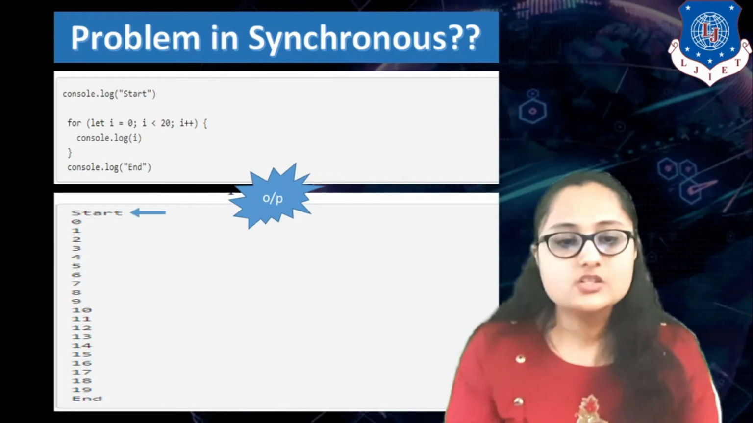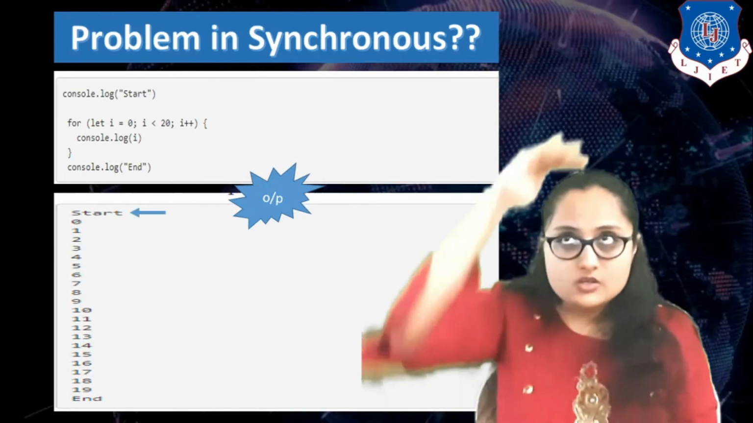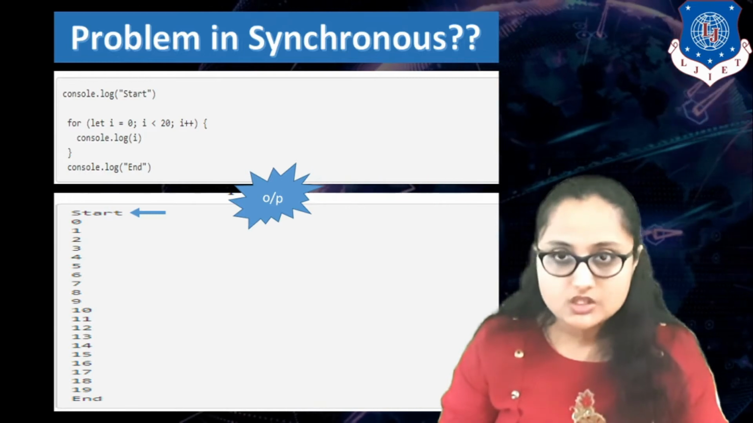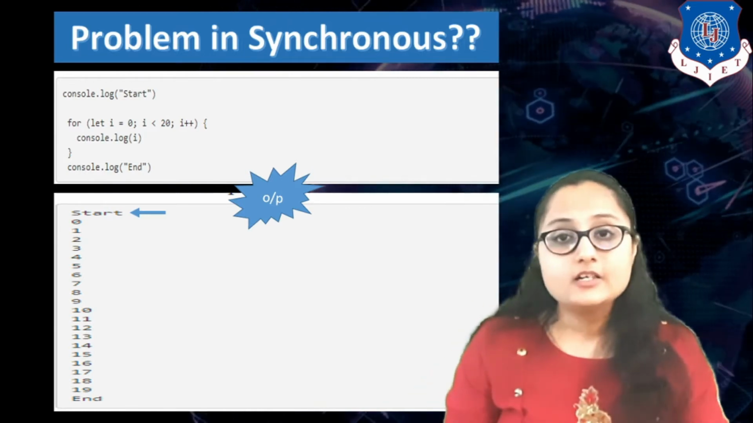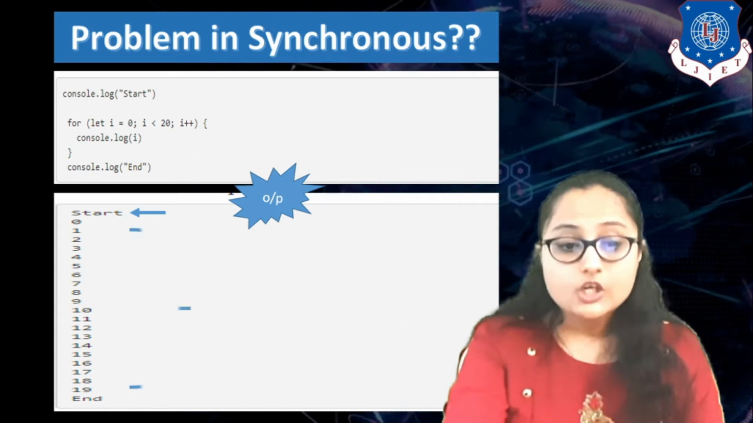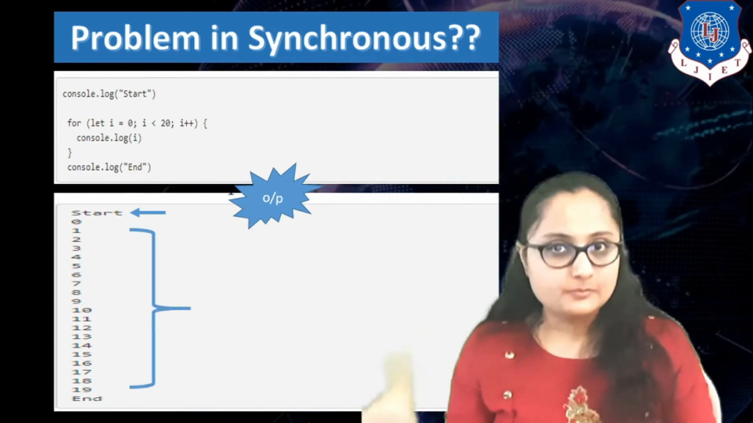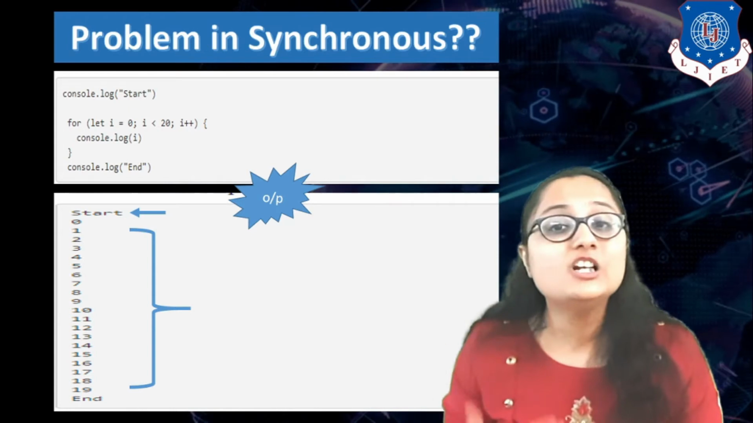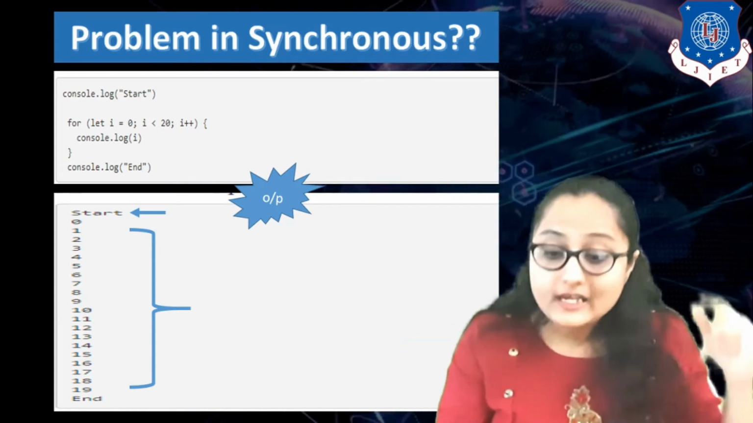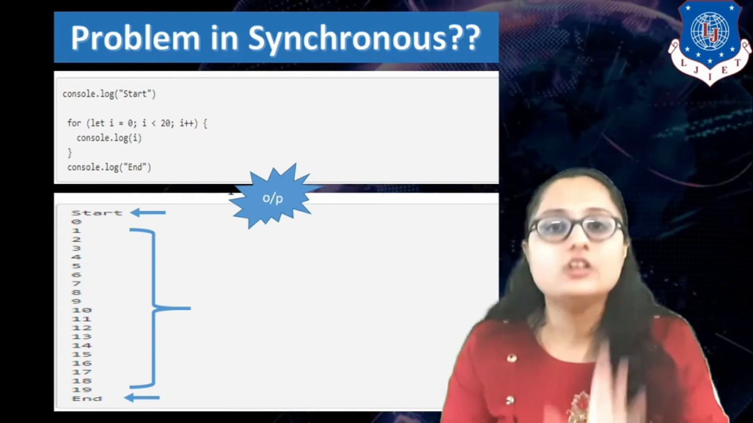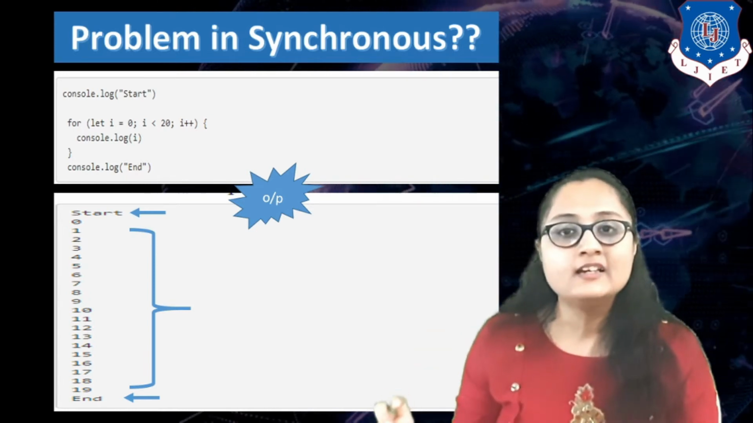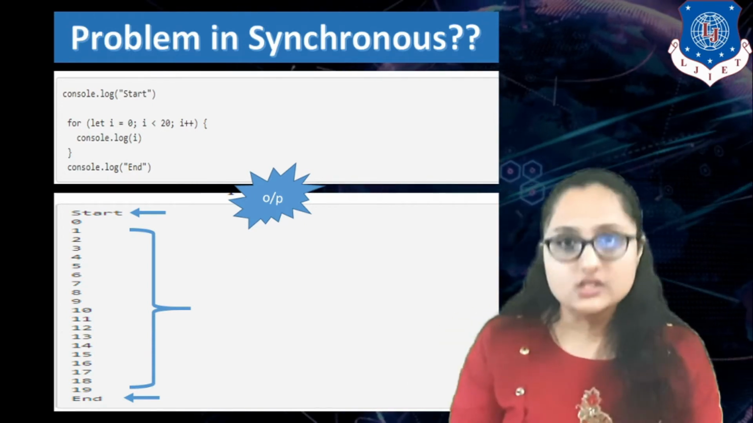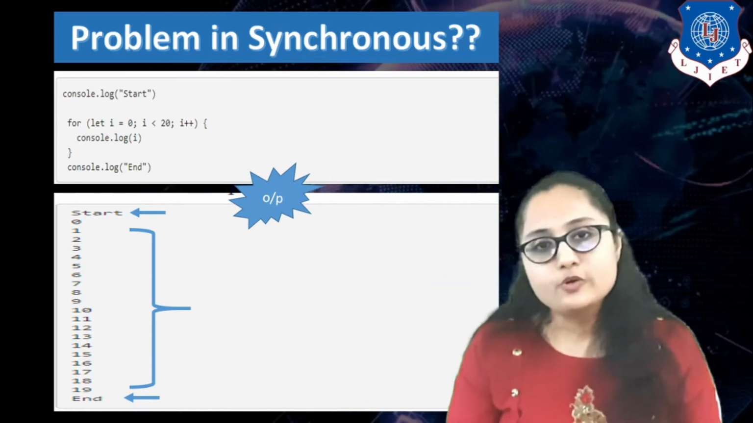This is the output. The first thing printed is console.log start, because execution starts from the topmost line. After that, execution goes to the for loop. Until my for loop is completed, printing 0, then 1, then 2, then 3, then 4, till 19, it will print all the values of i, and only then will my console.log end be printed. Till then, console.log end has to be blocked. It is not printed before this or in between. So this is a problem in synchronous.